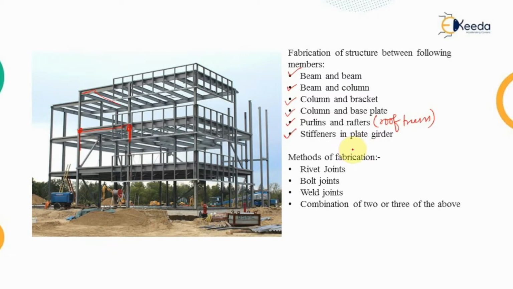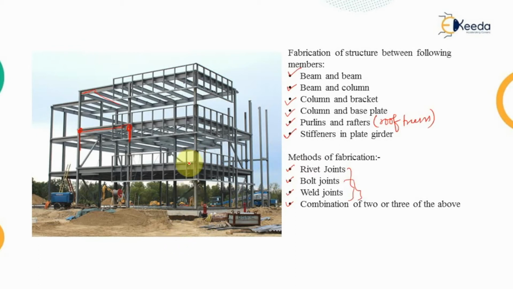Now, depending upon the methods of fabrication available to us, they are primarily classified into three categories, that is rivet joints, bolted joints, welded joints. Another type of fabrication method can be the combination of any of these three. That means either we can provide rivet with the welded joint, or bolted with the welded joint, or all of the three.